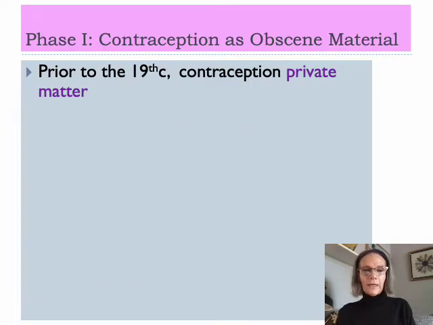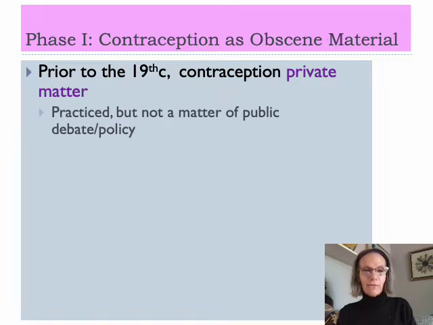So prior to the 19th century, that would be prior to the 1800s, contraception was viewed as a private matter. In other words, it wasn't viewed as a realm for public policymakers or lawmakers to get involved. Contraception and the use of contraceptives was practiced, as it has been for most of human history, if not all of human history, but it wasn't seen as a matter of public debate or policy.